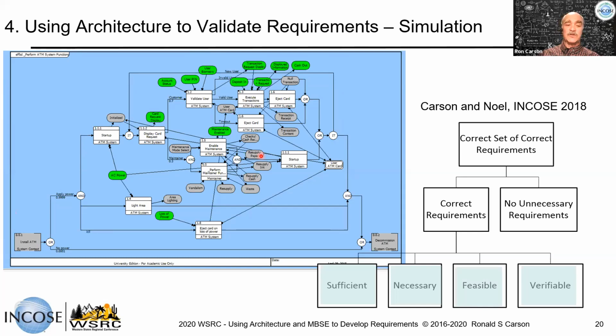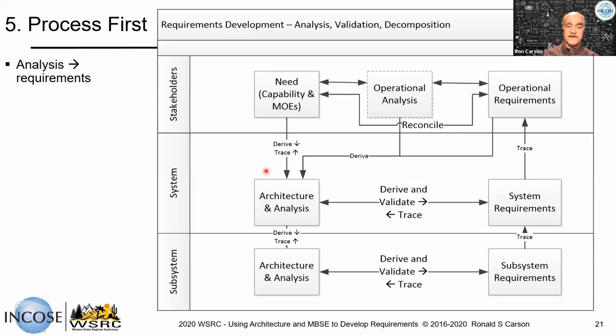Can we obtain a solution that satisfies this and all other requirements within the program constraints and with acceptable risk? And that's always a key question. We must be able to answer these questions to ensure validation of the requirements, and the architecture model can help. If we can derive requirements from validated needs and measures of effectiveness, then there should be no unnecessary requirements.